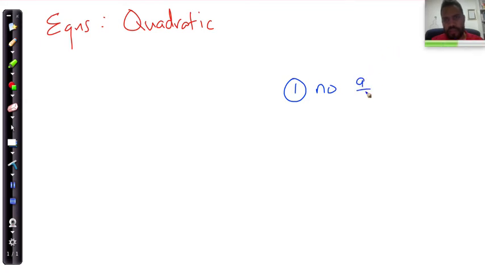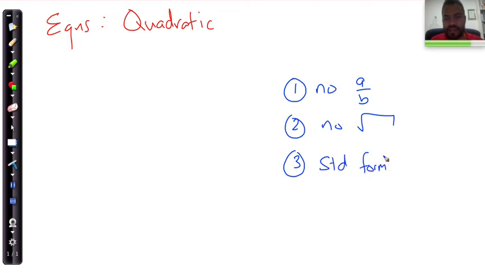So no a over b. Secondly, we don't want any roots or any square roots, okay? I'm going to put over there no square roots. And so you need to get rid of fractions using the LCD, you need to get rid of square roots by squaring both sides after you've isolated the root. And then thirdly, you want to put it into standard form, and that's something we're going to look at now. What does standard form look like, right? And finally, you either factorize or you use the quadratic formula. Or use the formula.